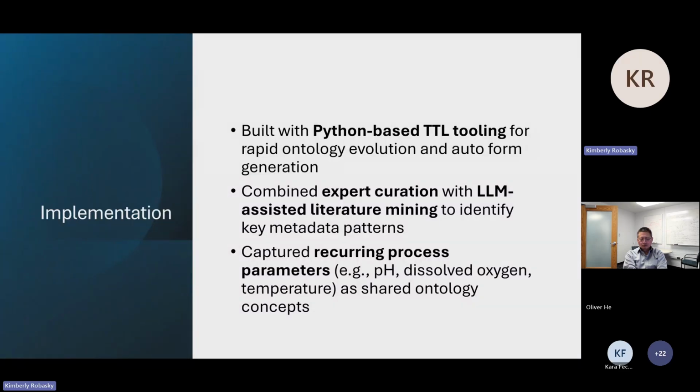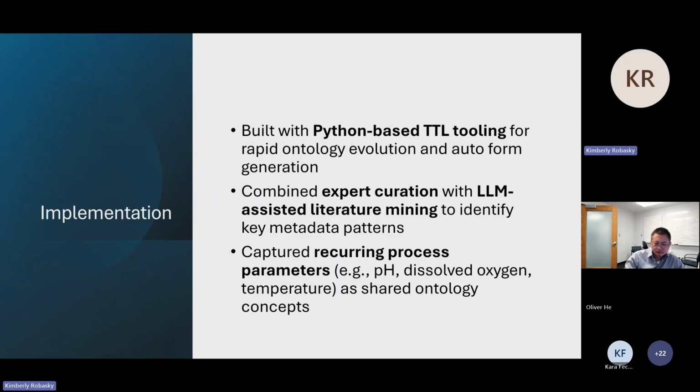For term discovery, we used a hybrid approach combining manual review of subject matter experts with LLM-assisted literature mining. And the language model helped to surface common metadata patterns across papers and reports and databases, all this unstructured data. For example, the recurring trio of pH, dissolved oxygen, and temperature, which was consistently defined across different culture conditions. So by capturing these recurring parameters as shared ontology classes and relationships, MICBO provides a foundation for consistent machine actionable metadata across bioprocess datasets.